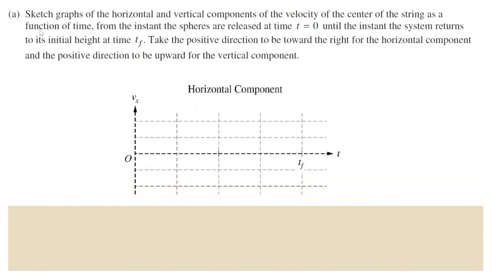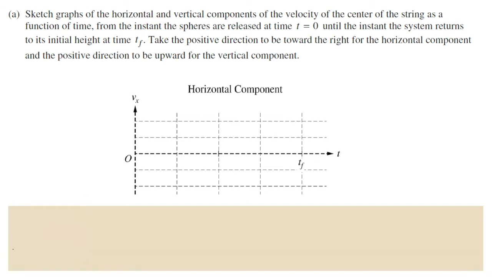The first part of this question here says sketch graphs of the horizontal and vertical components of the velocity of the center of the string as a function of time, from the instant the spheres are released at time t equals 0 until the instant the system returns to its initial height at a time t final. Take the positive direction to be toward the right for the horizontal component, and take the positive direction to be upward for the vertical component.